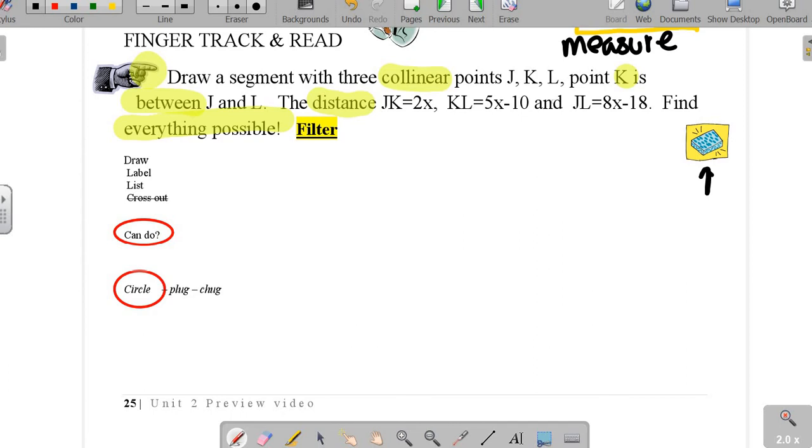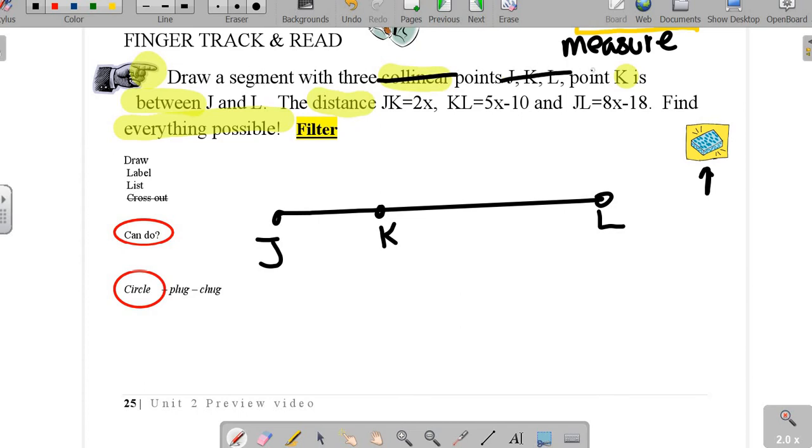We have 3 collinear points, K's between. Since K was not said to be in the middle, I offset it so I don't confuse myself. J to K, bracket. I'm going to color code. I recommend you do the same.